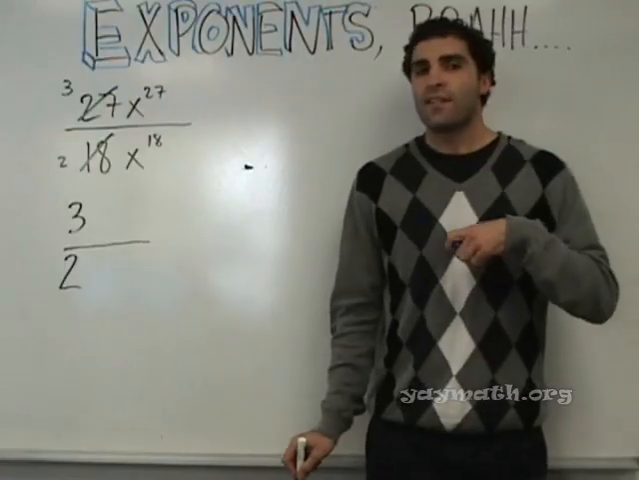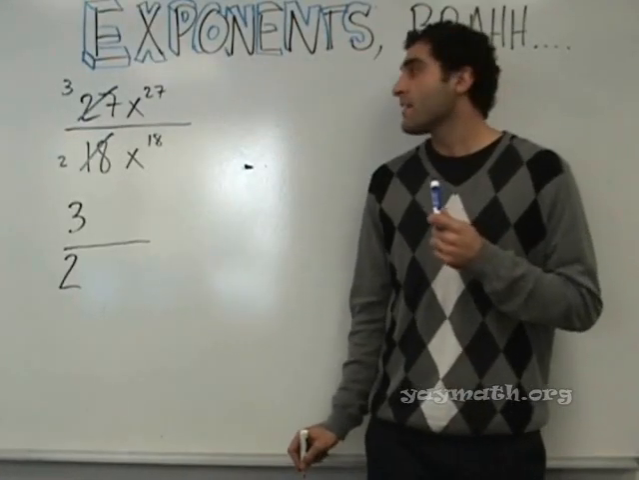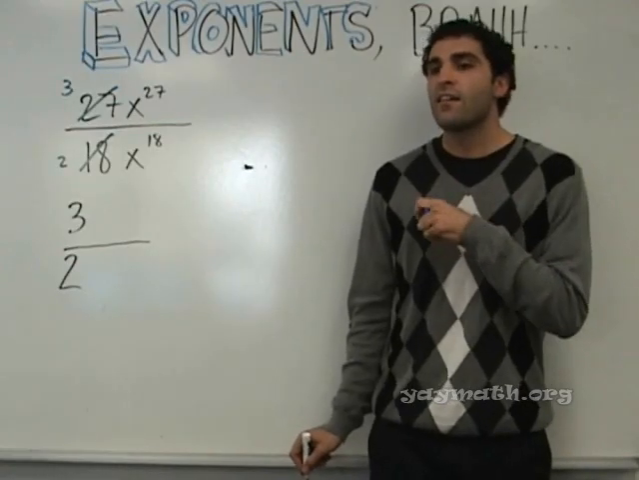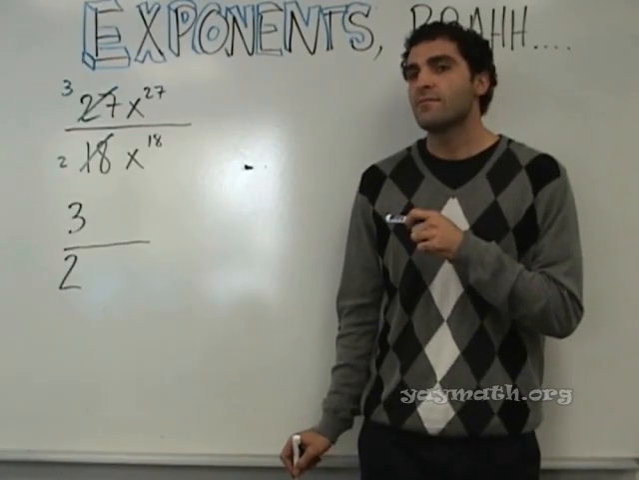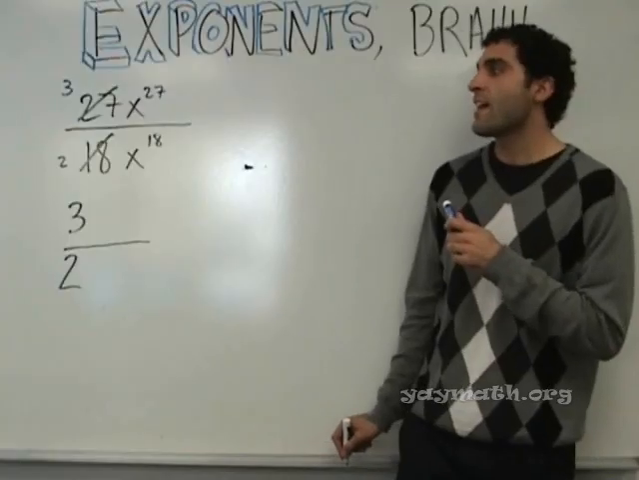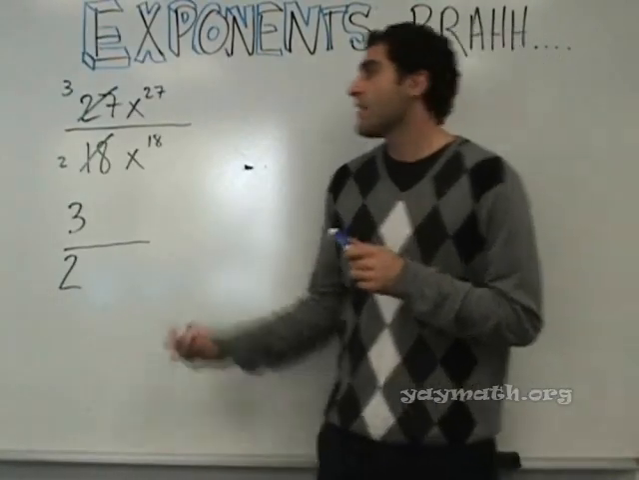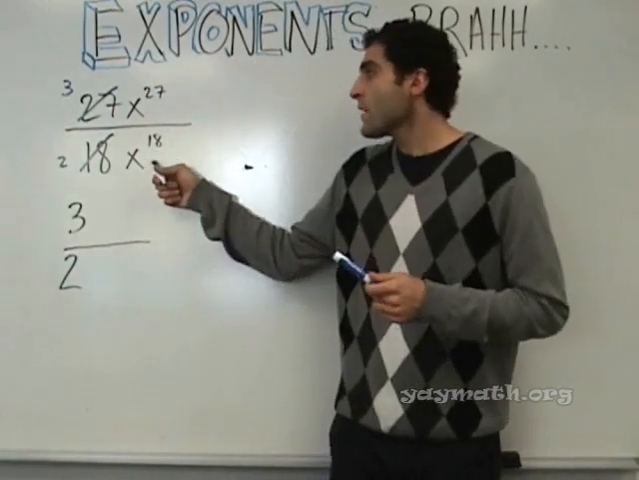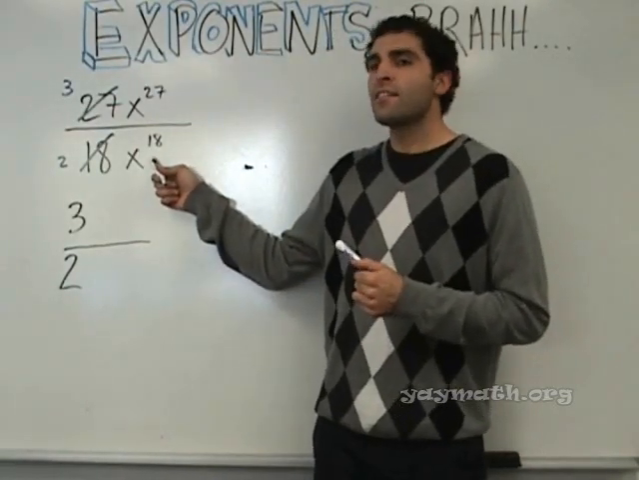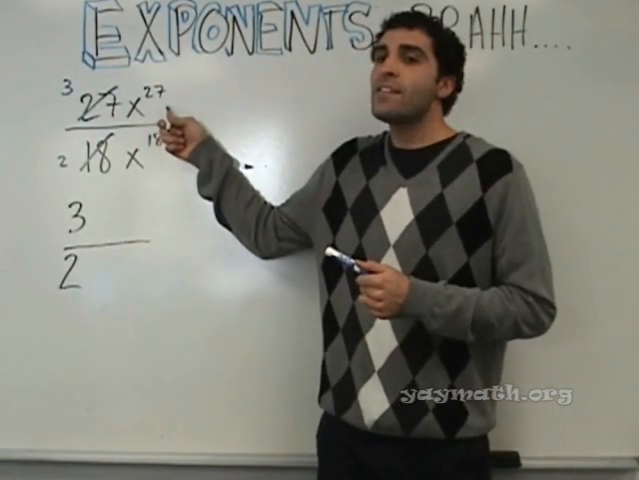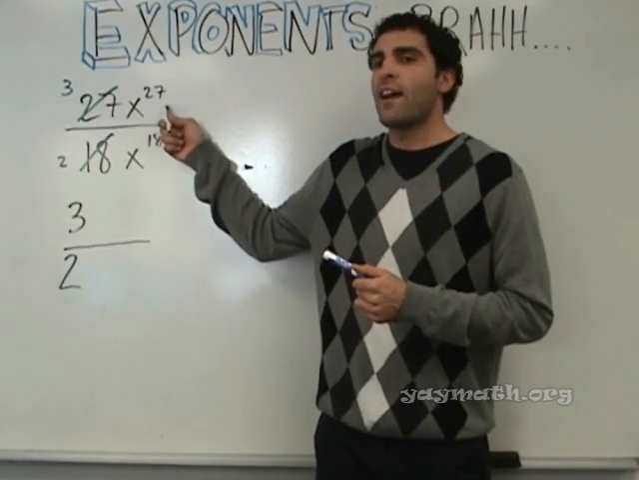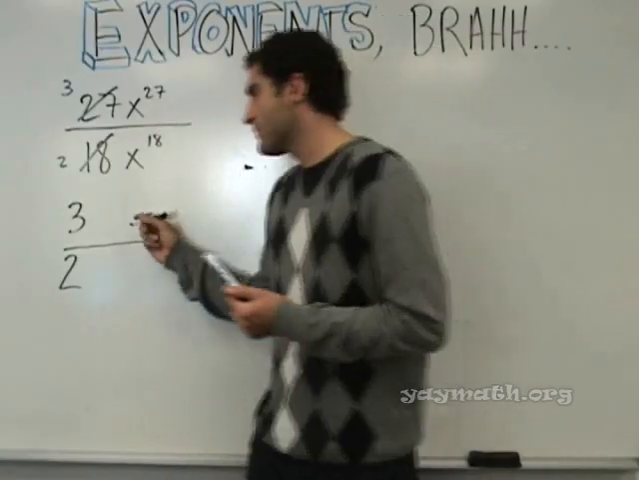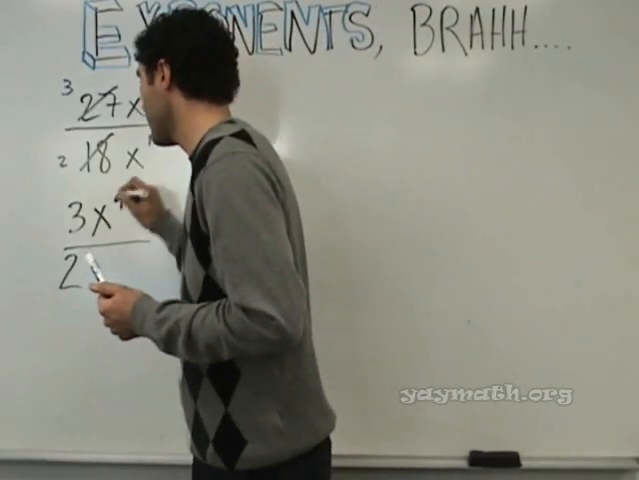And now x to the 27 divided by x to the 18 is what? No. Just x to the 9. X to the 9th, correct. Here's a way of seeing it. 18 x's here will cancel with 18 x's here, leaving 9. Cool? So 3x to the 9th over 2. 3x to the 9th over 2.